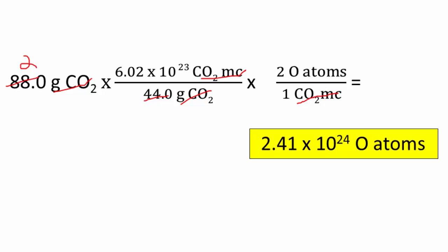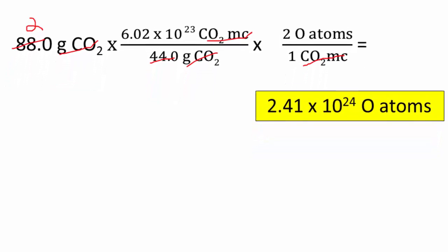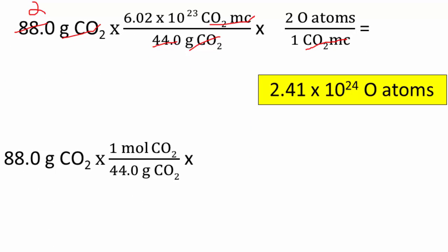I'll show you one more way to do the same problem. So this time you're going to start again with 88 grams of carbon dioxide, but this time we're going to change it to moles instead. So here we see grams of carbon dioxide cancels.